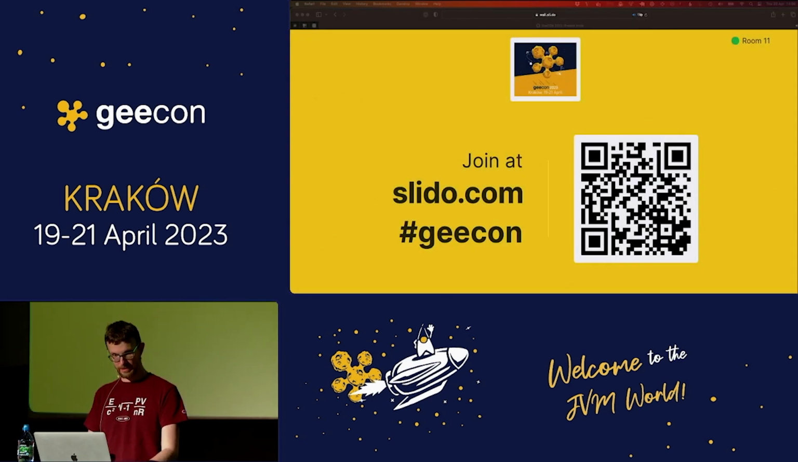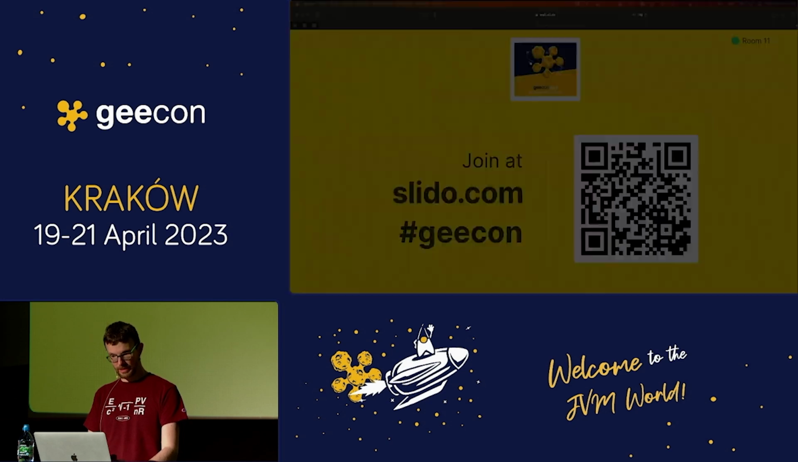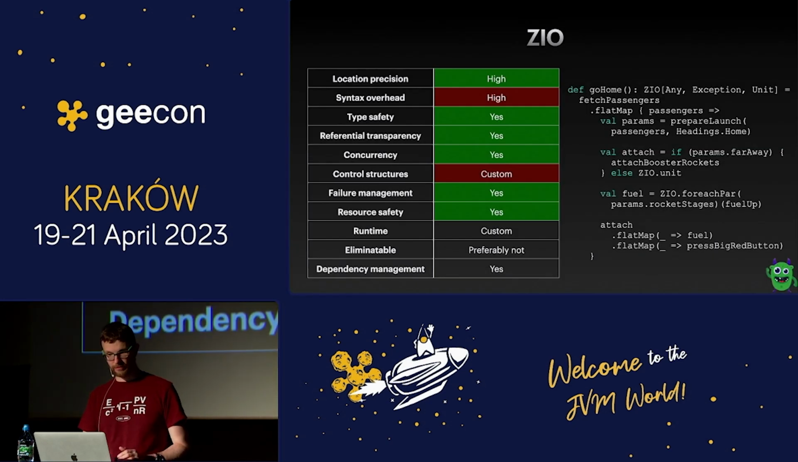Where do you see that the compiler forces you to do it? Well, if you just call fetch passengers, you will get a warning from the compiler that you have discarded a non-unit value. The compiler will tell you that you are computing a value and just discarding it. So that's probably bad. That's in Java? No, that would be in Scala.